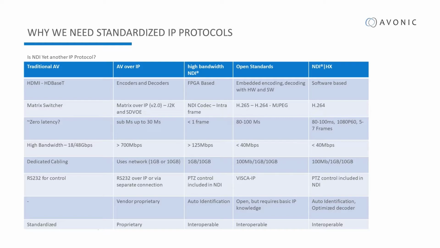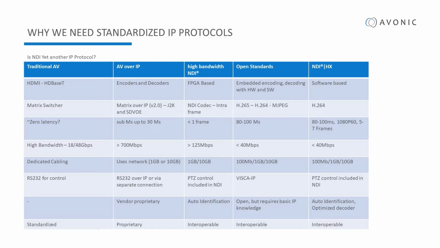NDI HX, so the difference between NDI HX, the last column in this overview, between high bandwidth NDI and NDI HX, is that NDI HX is software based, so it doesn't use an FPGA. It actually takes the H.264 from the encoder and encapsulates that into the NDI HX protocol. And this is where it's very important to select the right camera, because you would think any NDI HX camera is going to be just as fast.